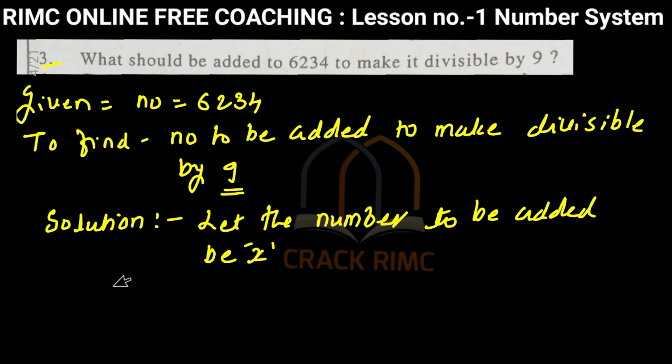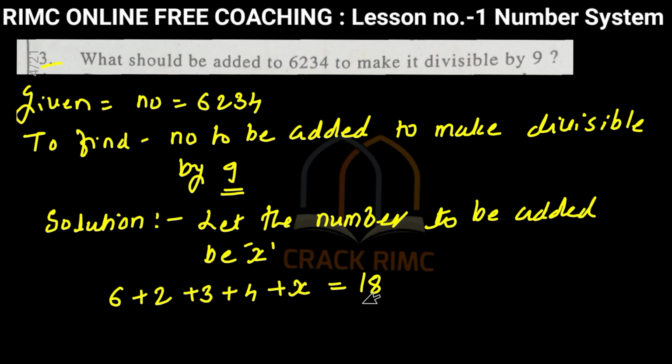So what we will do here? We will add the digits, that is 6 plus 2 plus 3 plus 4 plus x is equal to, what is the addition of these numbers? 6 plus 4 is 10, 10 plus 3 is 13, 13 plus 2 is 15. And what is required? Our requirement is that the number should be a multiple of 9. So after 15, the next multiple of 9 is 18. So we can write this equation as 6 plus 2 plus 3 plus 4 plus x is equal to 18.